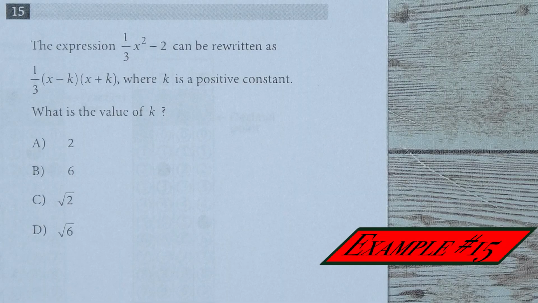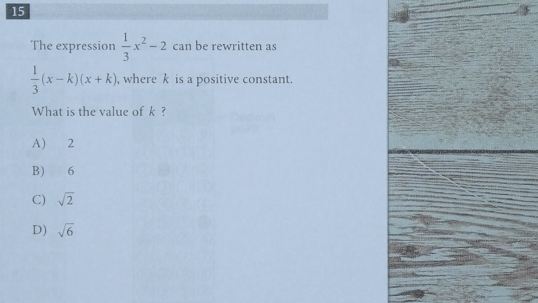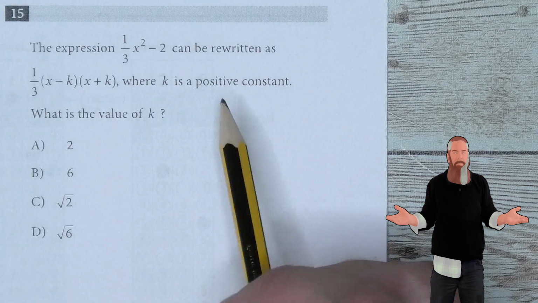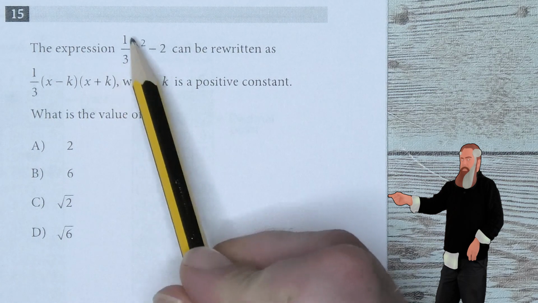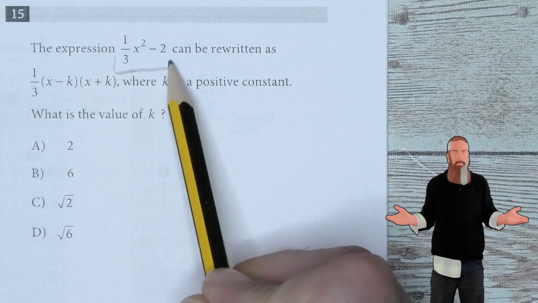The expression 1/3 x squared minus 2 can be rewritten as 1/3 times (x minus k) times (x plus k), where k is a positive constant. What is the value of k? What I would like to do to start out is get rid of this inconvenient number in front of the x squared.